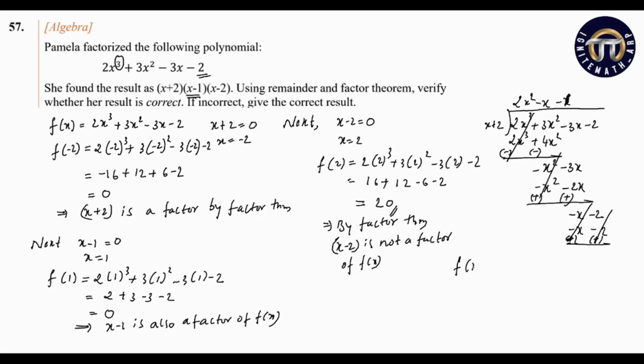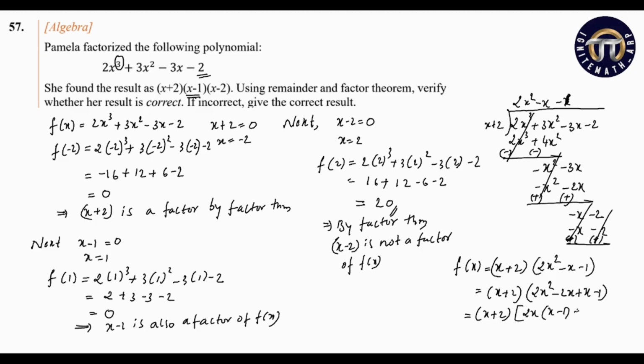So I can write f of x is equal to x plus 2 as one factor, and 2x square minus x minus 1 as the other factor. Now for 2x square minus x minus 1, I split this and factorize as 2x square minus 2x plus x minus 1. So I can write this as x plus 2, then 2x taken common, x minus 1 plus 1 times x minus 1.